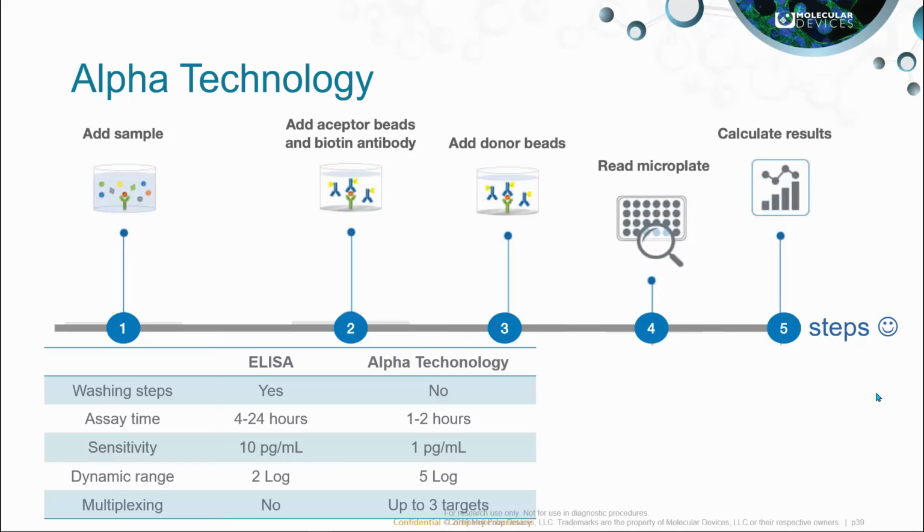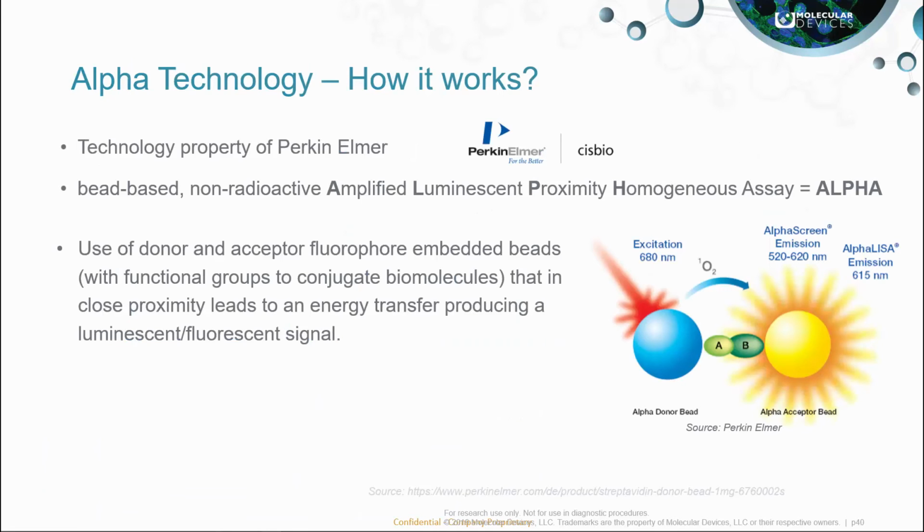So, how does alpha technology work? Alpha technology has been developed by PerkinElmer and is a non-radioactive assay. Alpha stands for Amplified Luminescence Proximity Homogeneous Assay. It is a bead-based assay in which the donor and acceptor beads are conjugated to biomolecules, for example, receptor ligands or antibody antigen. When in close proximity, a luminescence fluorescent signal is produced.